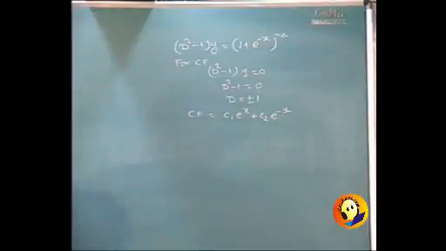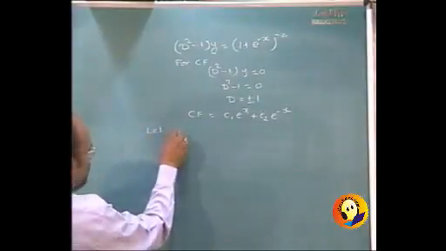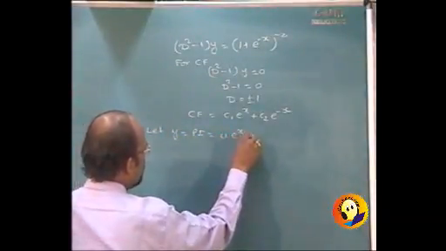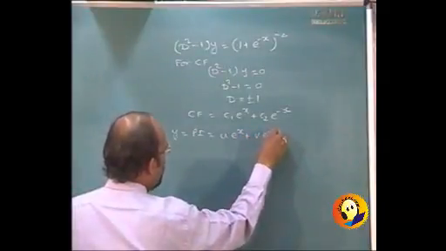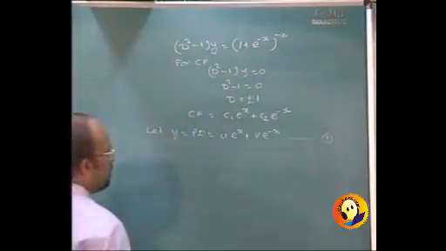Once we find Cf, the arbitrary constants C1, C2, etc. should be replaced by functions of x, namely u, v, and so on. Therefore, our first assumption says: let y equal u e raised to x plus v e raised to minus x. Assumption number 1, equation number 1.